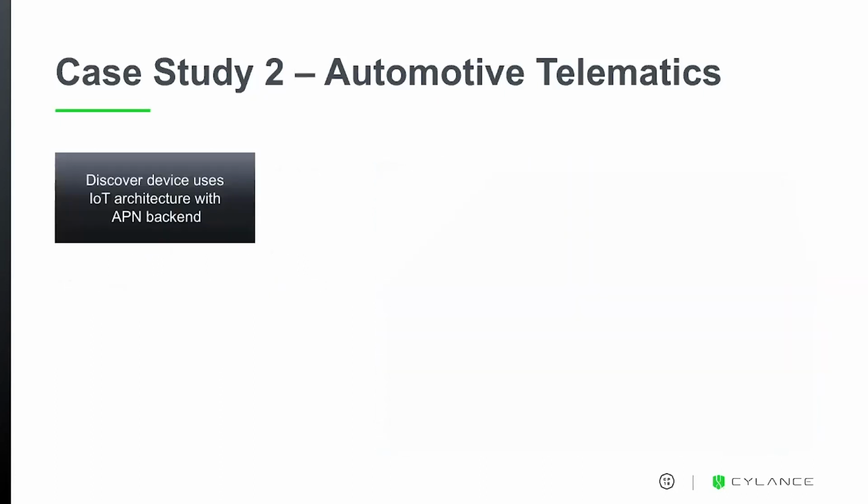So, firstly, we discovered the device uses an IoT architecture and uses an APN backend. An APN is short for an access point name. It is a gateway between a cellular provider's network like AT&T or Verizon and another network, right? Often, in the case of consumer electronics, it's just a gateway between that network and the internet. But that is not always the case. It can be a private APN, in which case it gives access to a private network, right?